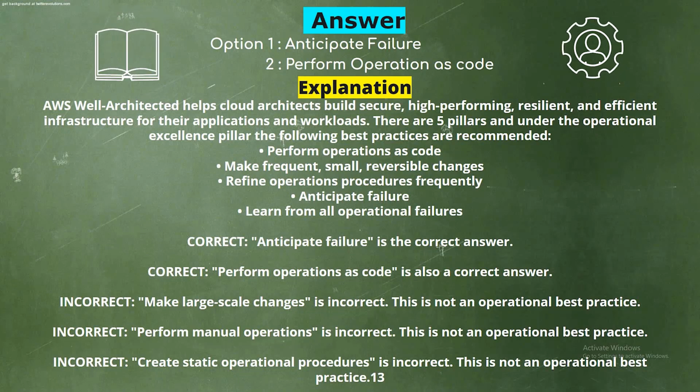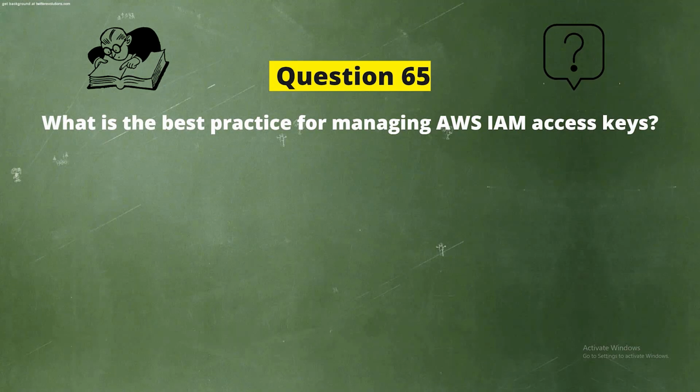Incorrect, perform manual operations is incorrect. This is not an operational best practice. Incorrect, create static operational procedures is incorrect. This is not an operational best practice. Next question. What is the best practice for managing AWS IAM access keys?